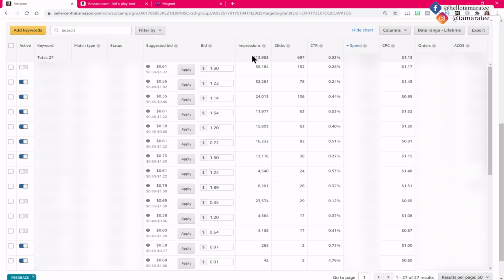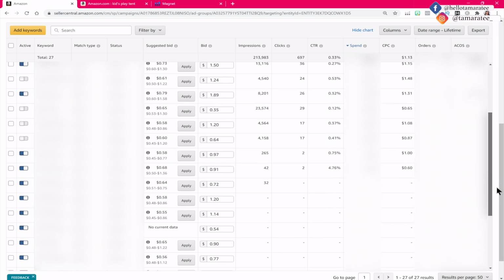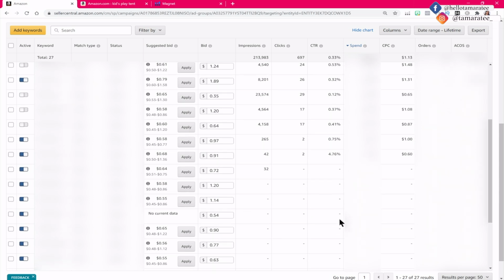As you can see for my impressions, I have impressions for so many of the keywords right here. But if you have a lot of keywords, if you have over 50 keywords or maybe over 100 keywords, you will start to notice that you are not getting any impressions. So maybe you have 1 impression or 2 impressions or no impressions, and that's really, really bad. That means that you are trying to run PPC for a specific keyword, but nobody is seeing it. And then you're wondering, why am I not getting any clicks? Why am I not getting any sales?